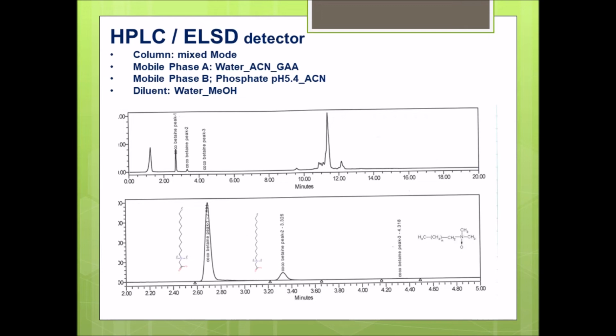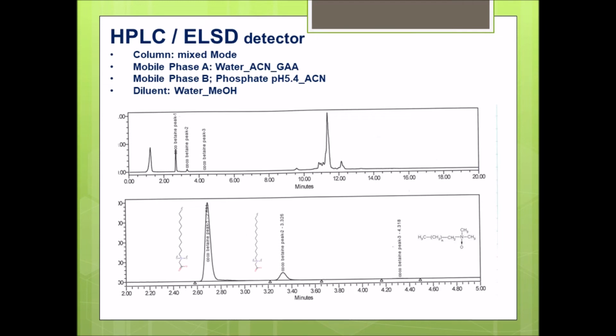First of all, for the method we are using a mixed mode column, which means the stationary phase has a hydrophilic part and a hydrophobic part. Mobile phase A is water, acetonitrile, and glacial acetic acid. And mobile phase B is a phosphate buffer at pH 5.4 with acetonitrile. And the diluent is water and methanol.